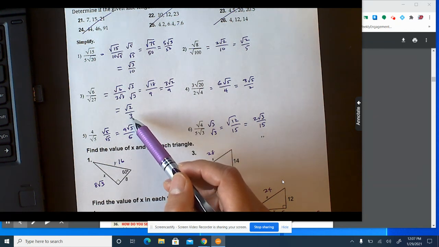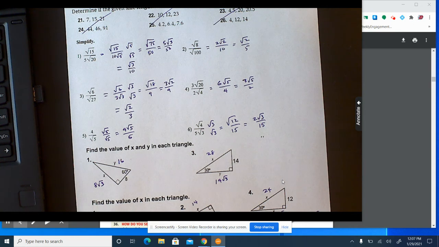Okay. The reason I'm going so fast is because you were taught this in Algebra 1, and you were taught this again in Geometry first semester, and you were taught this again in Geometry second semester. So this is all review. That's why I'm going kind of fast.